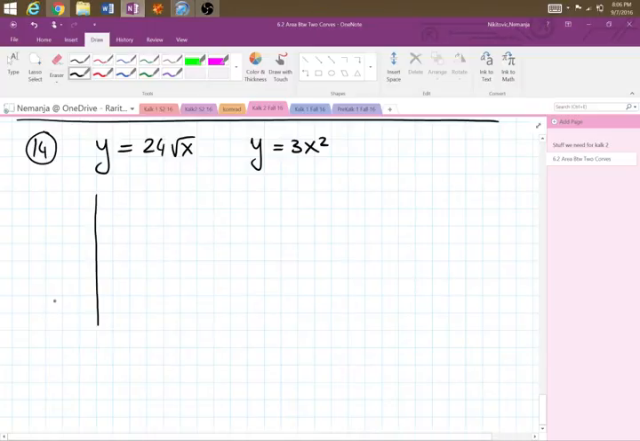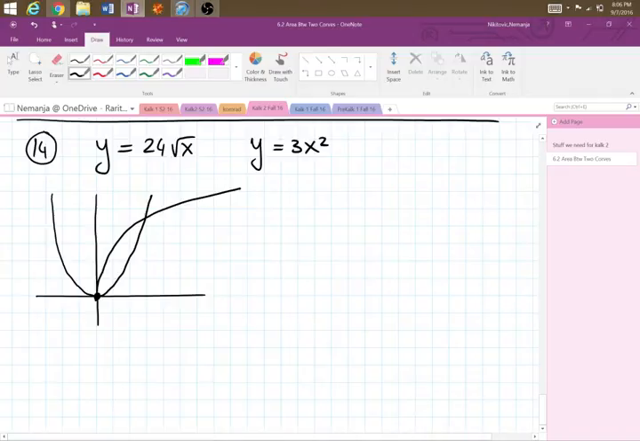Exactly. 3x squared is the one that's going to look like this. And 24 square root of x is going to look like that. They're going to intersect there. And we're going to color the piece. y equals 24 square root x, and y equals 3x squared.